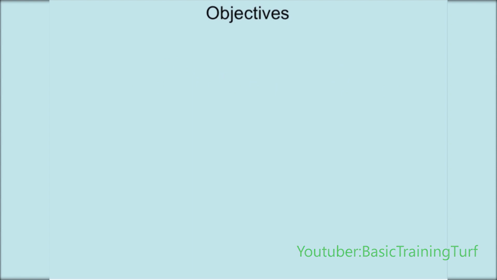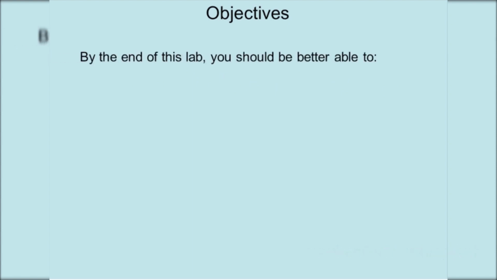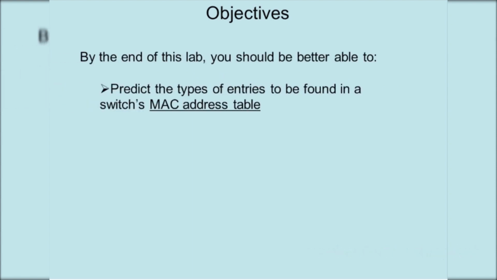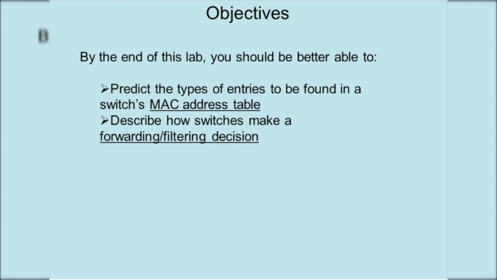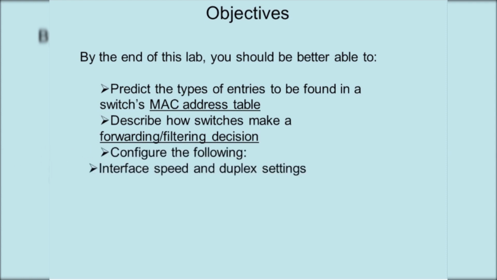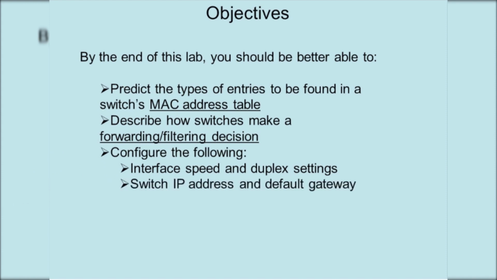So what are your objectives with this video? Well, first of all, it'll help you predict the type of entries to be found in a switch's MAC address table. Second, you'll see how to describe the switching process and how it makes a forwarding or a filtering decision about each frame. And then the end of the video shows how to configure the interface speed and duplex settings, as well as the switch IP address and default gateway.